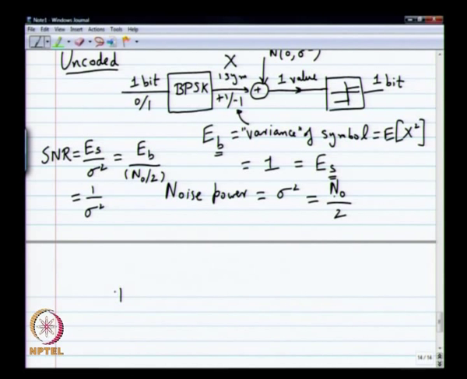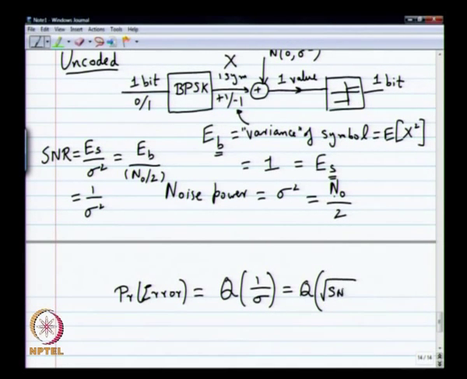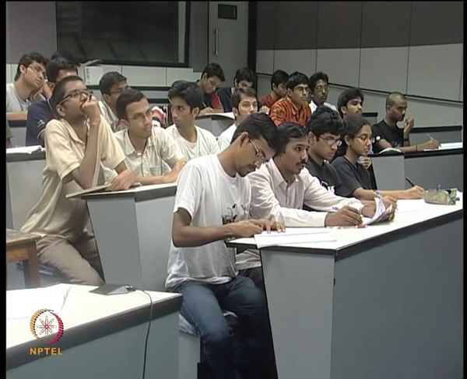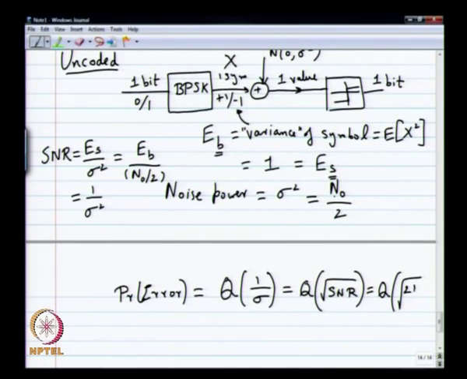So probability of error. What's the probability of error for the uncoded case? It's Q of 1 by sigma. Using the Q function you get this very simple answer. If you want to write it in terms of SNR, it's going to be Q of square root of SNR. If you want to write it in terms of Eb over N0, it's going to be Q of square root of 2 Eb over N0.